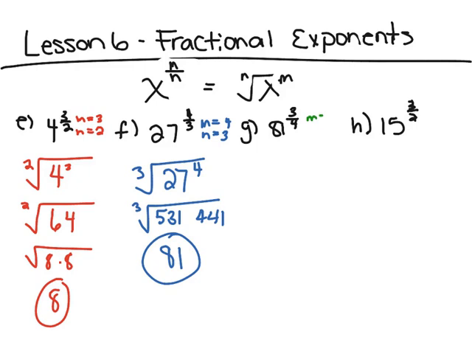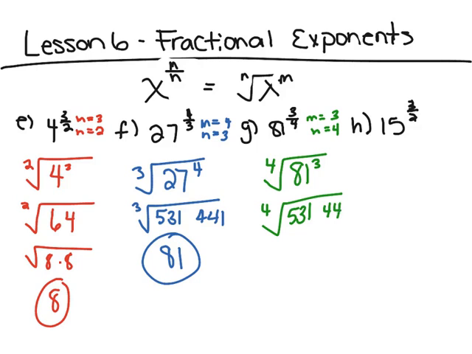m is equal to 3, n is equal to 4. So we have the 4th root of 81 to the power of 3. 81 to the power of 3 is also 531,441, as we've seen from the last example. And if you take the 4th root of that, you will get 27 this time.